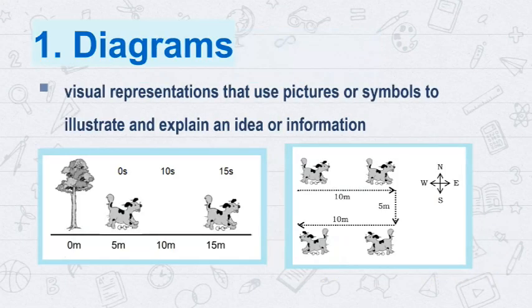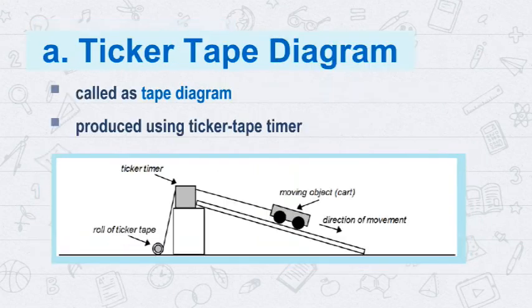Let's start with diagrams. Diagrams are visual representations that use pictures or symbols to illustrate and explain an idea or information. In the examples below, there are measurements like time and distance. A type of diagram is a ticker tape diagram, commonly known as tape diagram. It is produced using a ticker tape timer.